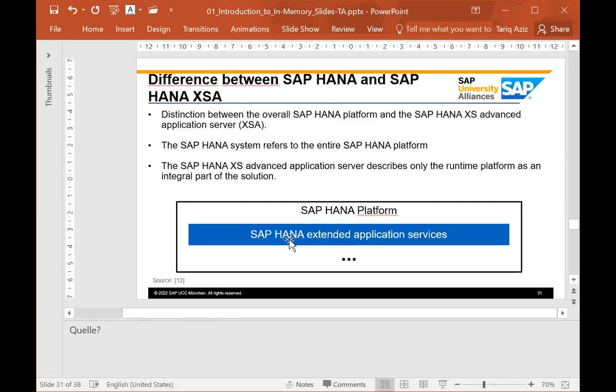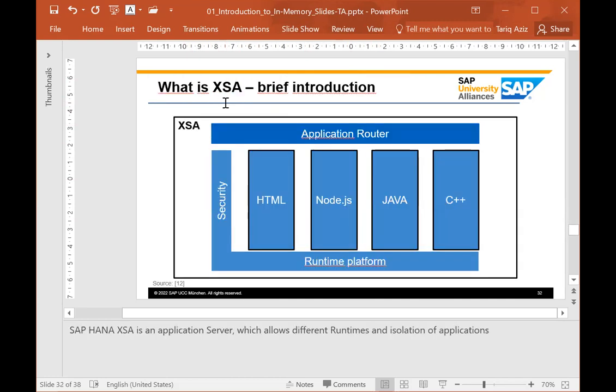The Extended Application Services, XSA, in SAP HANA, as I mentioned, is a platform. You can develop applications on this. This is the platform where you can develop the application. You can develop applications in HTML, Java and C#. You can take the best of every language and embed it.